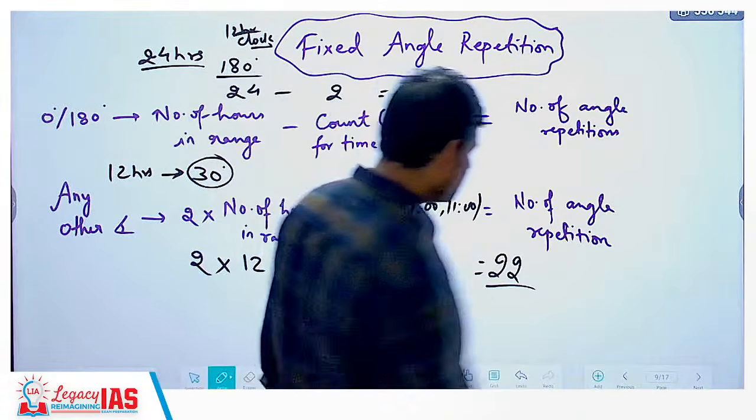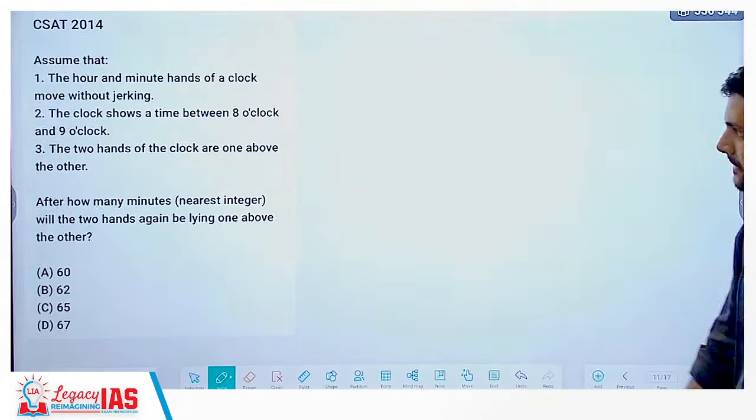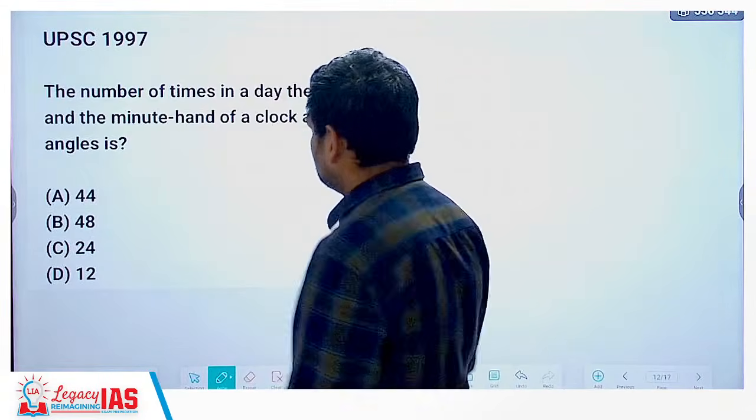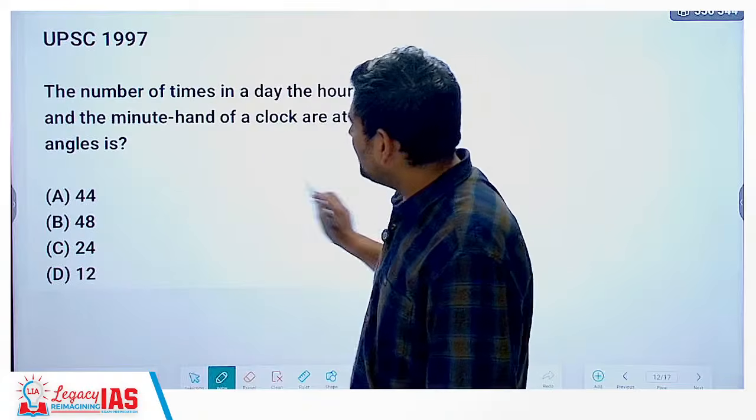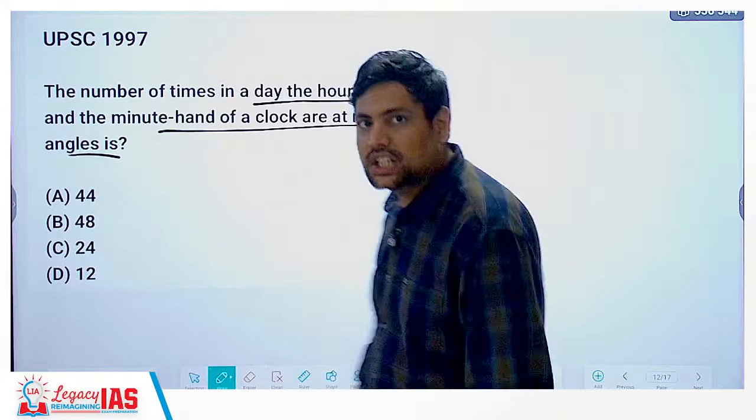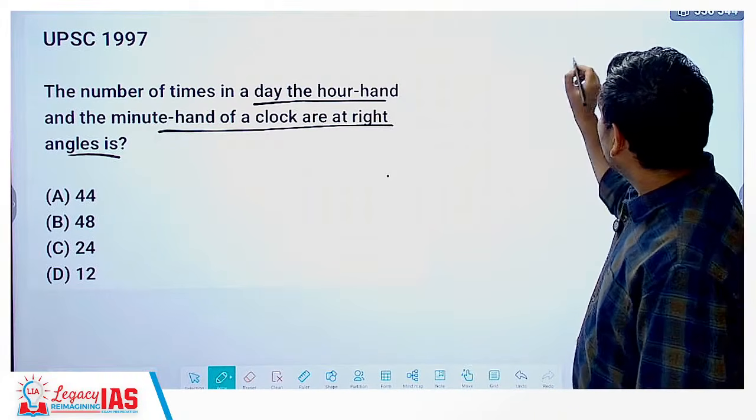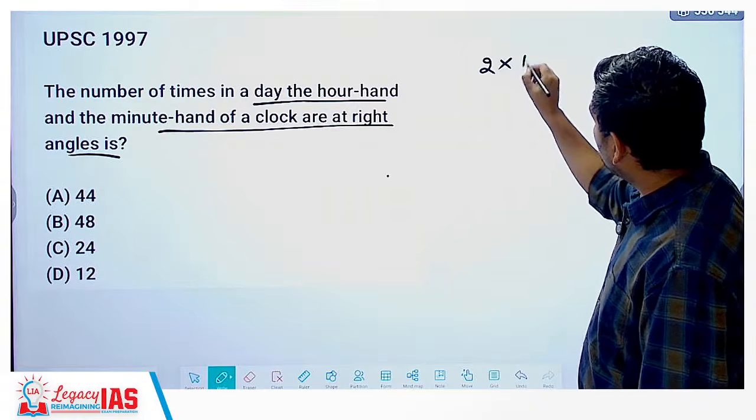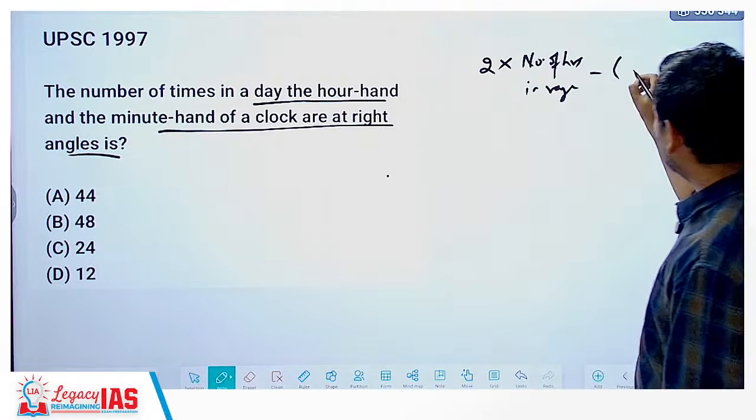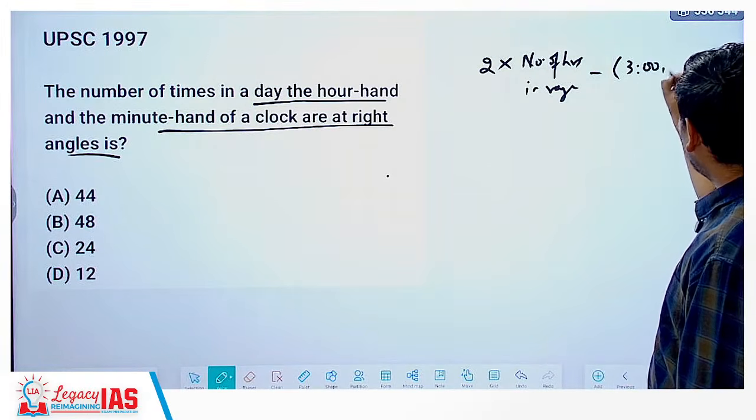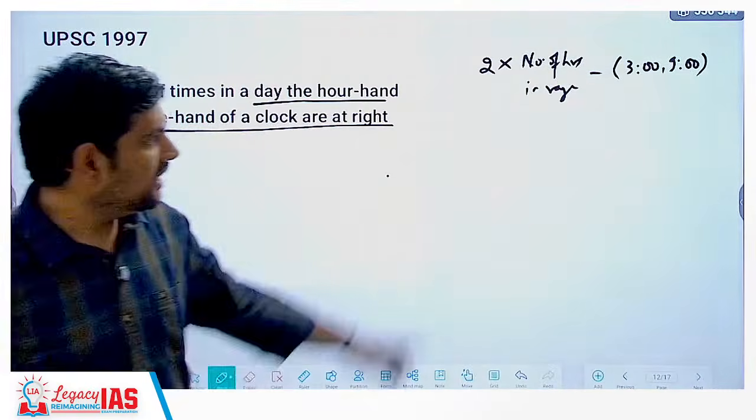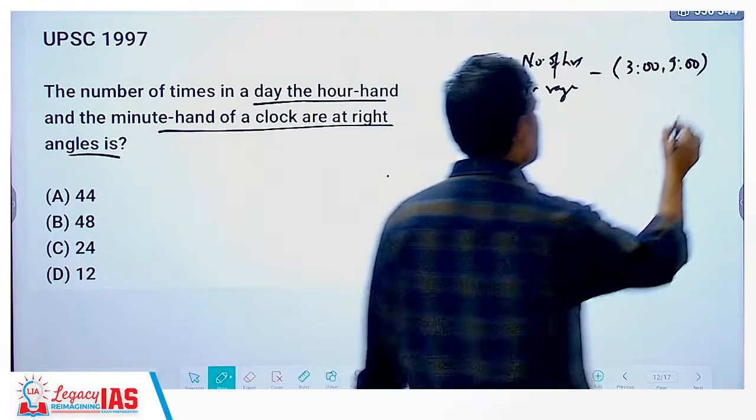Understood? Now, let's see the question, we'll understand better. The question says: the number of times in a day the hour hand and minute hand of a clock are at right angles is. Right angle is any other angle, correct? That means 2 into the number of hours in the range, minus the times you subtract: 3 p.m. and 9 p.m., because these are the perfect 90 degree angles.